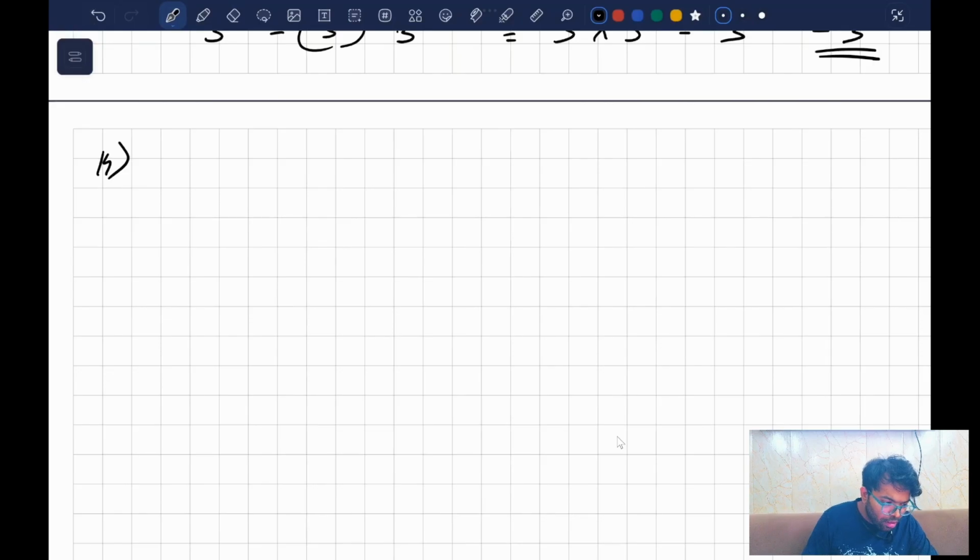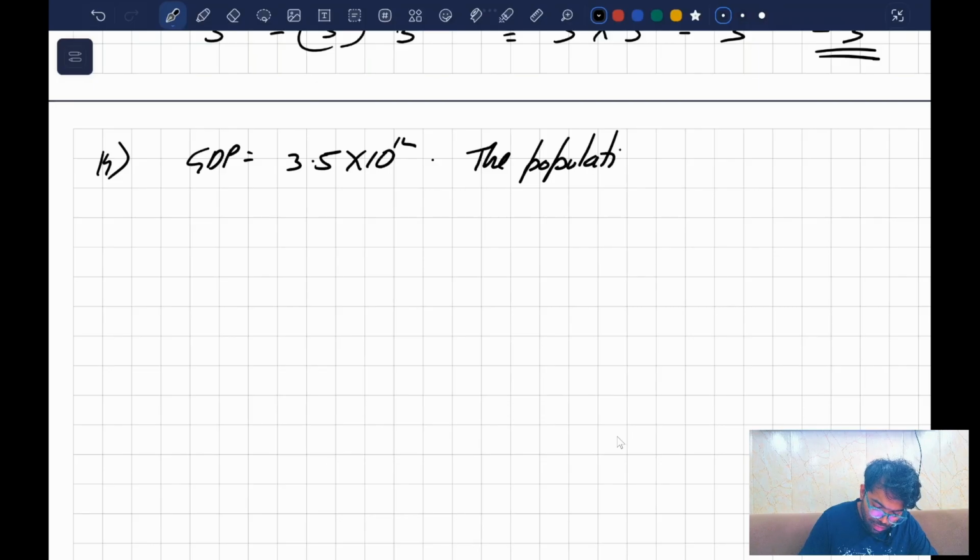अगला, सो अ कंट्रीज जीडीपी इज रुपीज, जीडीपी तुम्हें दे रखा हुआ है 3.5 into 10 to the power of 12. The population is 7 into 10 to the power of 8. What is the GDP per person? Very good question. ठीक है, express your answer in standard form.